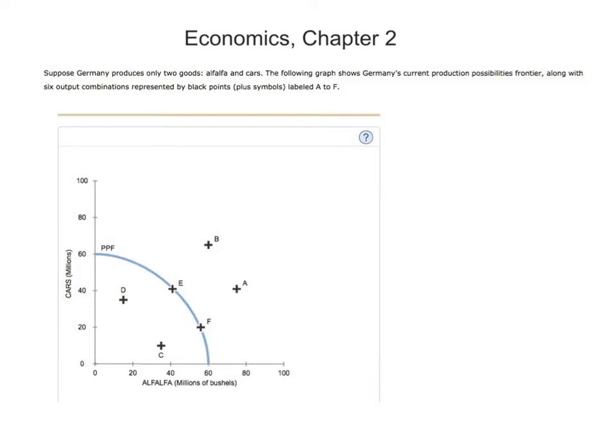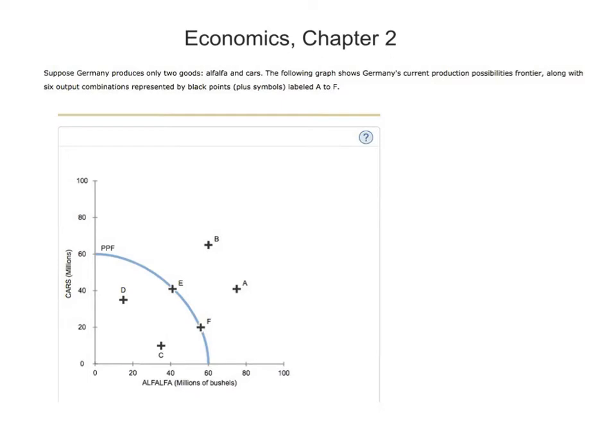By the time you get down to the alfalfa axis where you're producing close to 60 million bushels of alfalfa, you're shifting resources over that are not particularly good at alfalfa and are very good at producing cars. So you give up more and more cars for each additional bushel of alfalfa. So that's the bowed out shape of that curve. And that idea of increasing opportunity costs as you shift toward the axes, toward the extremes, turns out to be really important over the course of the class.